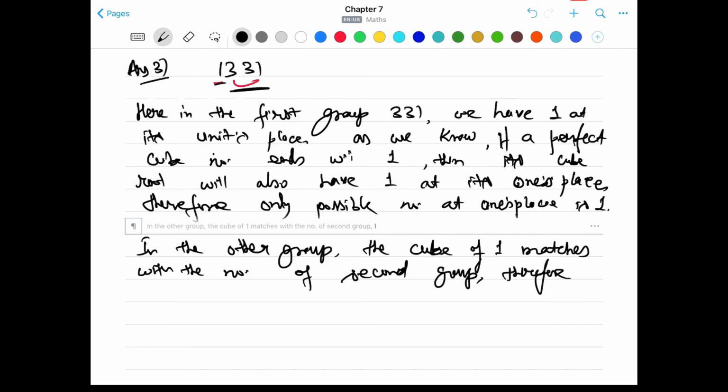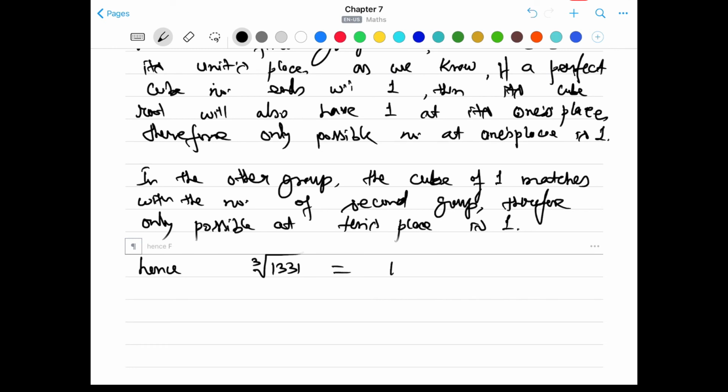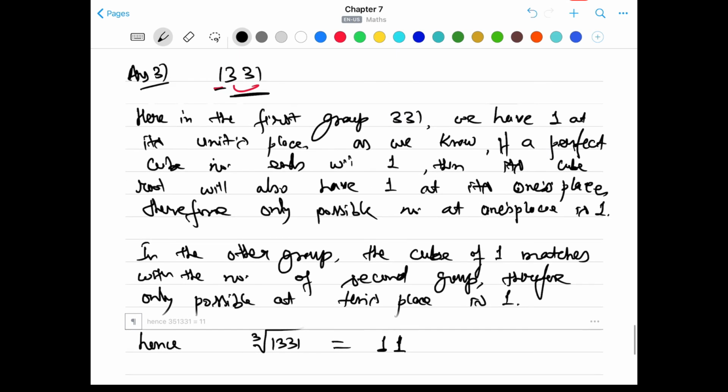Therefore, the only possible number at the tens place is 1. Hence the cube root of the number 1331 is equal to 11, which has 1 at the ones place and also 1 at the tens place. So that's how you will write the answer.